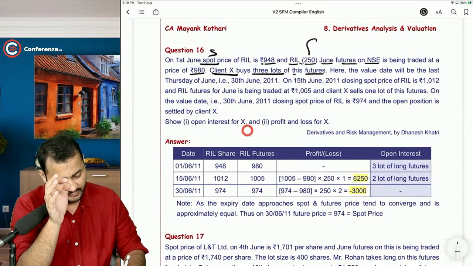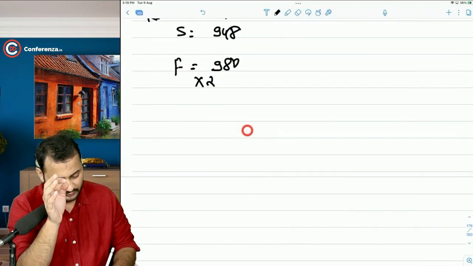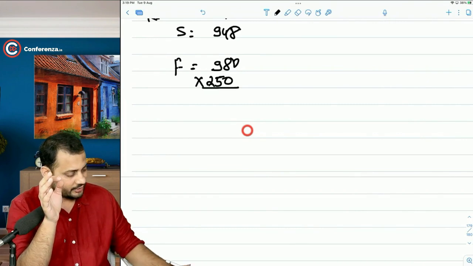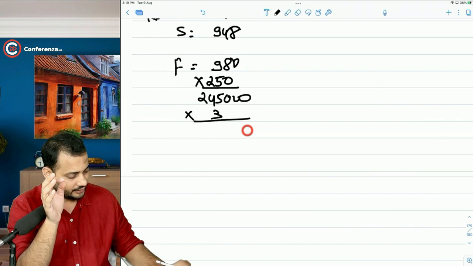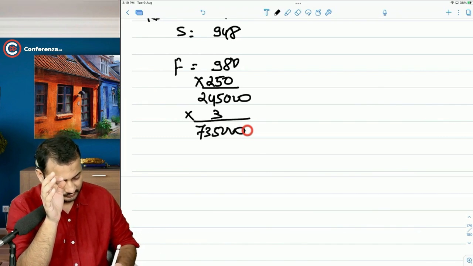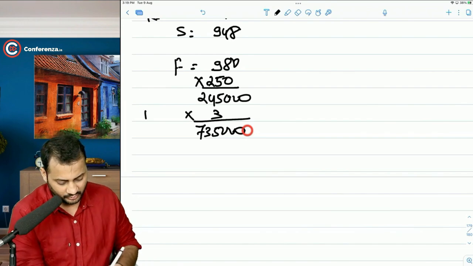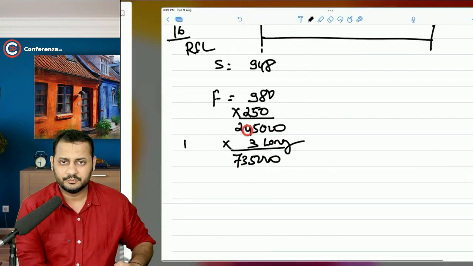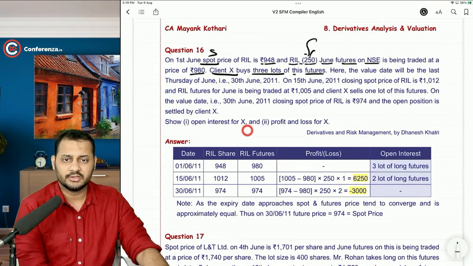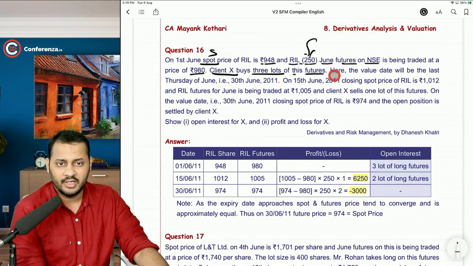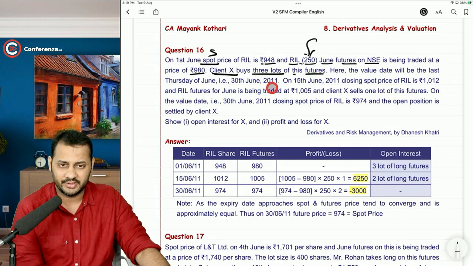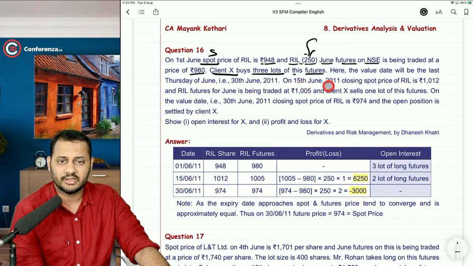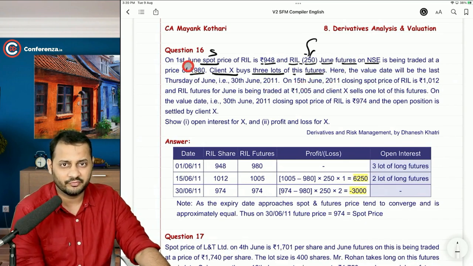The lot size is 250. You can clearly see here. So if you multiply 980 with 250, you will get a contract value. One contract value is 2,45,000, and Mr. X purchased 3 such contracts. So that's 7,35,000 is the contract value, and you have gone long on this. So Mr. X is a client who has purchased 3 lots of futures. Here the value date will be the last Thursday of June, 30th June 2011. That's fine. On 15th June 2011, that means after 15 days from this date, we started on 1st June.